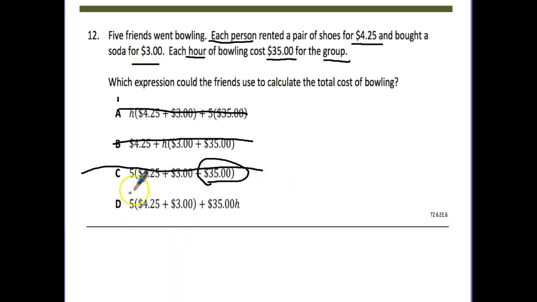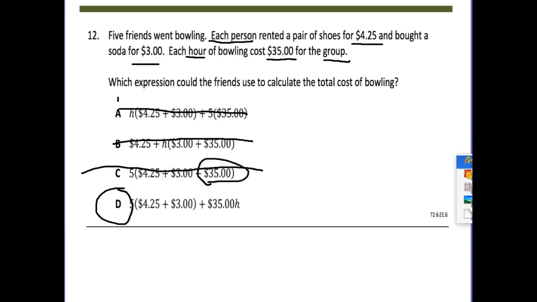So now I've got 5 times $4.25 plus $3. Well, that's the shoe rental and the soda. And there were 5 people in the group. So yeah, that looks correct to me. Plus 35 times H. Well, remember the H, the variable H, represents the number of hours they were bowling. This does not tell us how many hours, but we know for each hour, it's going to be $35. So this is the one that you should have written in the process side. And if you did, good job.